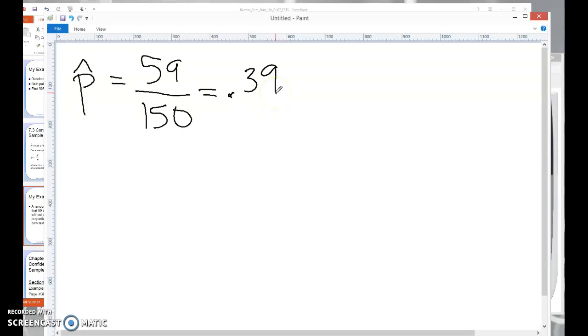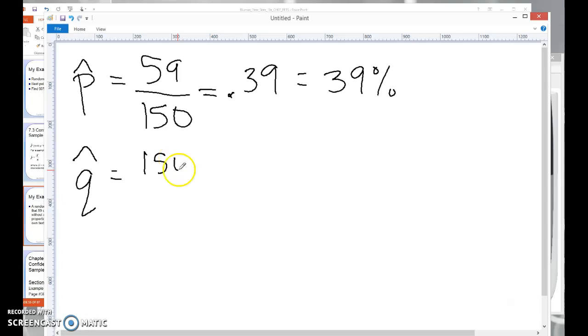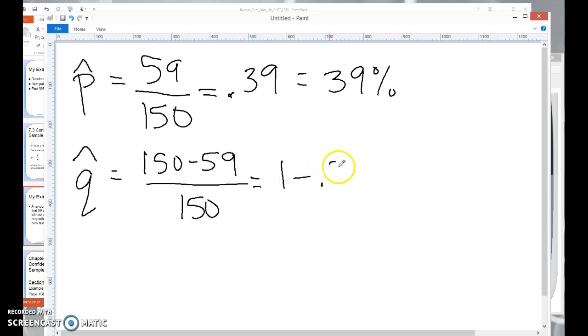Now we can also write this as a percent. Q hat, on the other hand, you can go 150 minus 59 divided by 150. That will give you the same answer as if you were to take 1 minus 0.39, giving you an answer of 0.61 or 61%.